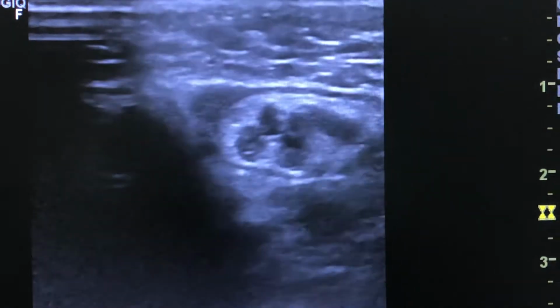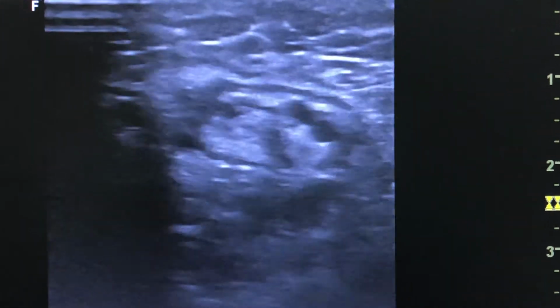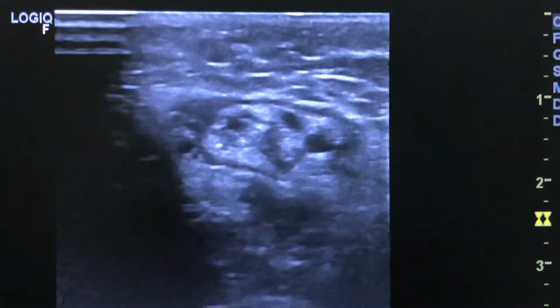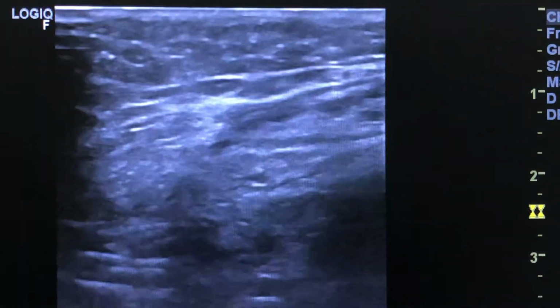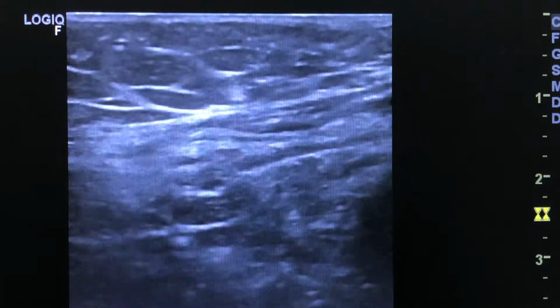No any signs of tissues apart from this spermatic cord seen herniating. Let us see the longitudinal view. This is the spermatic cord.